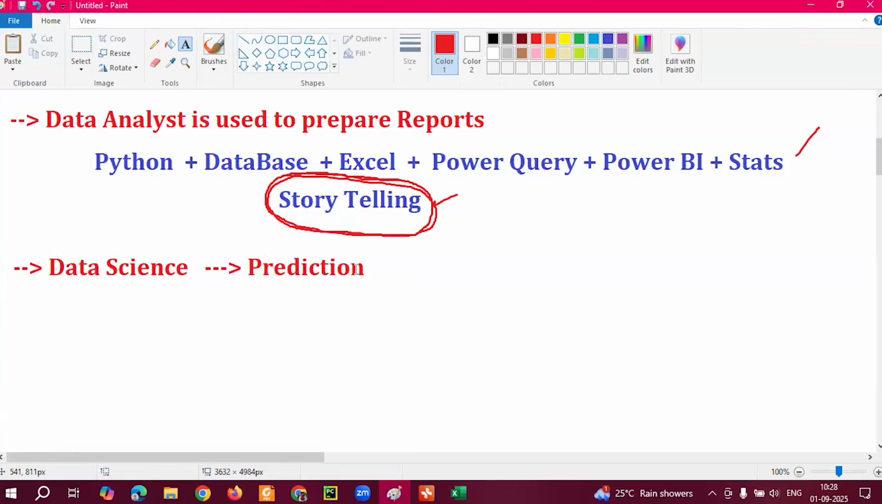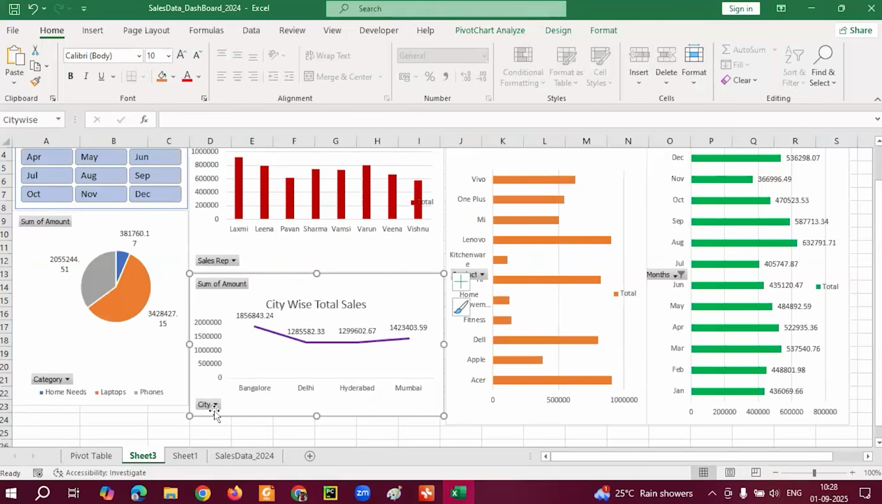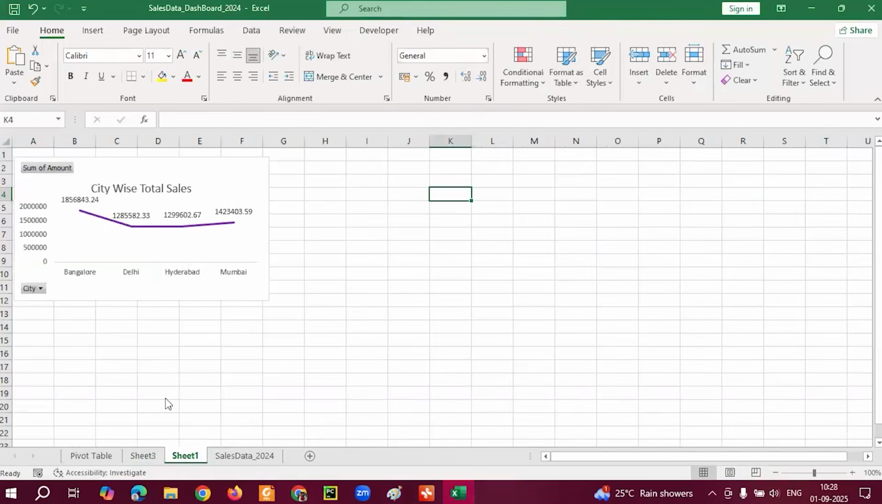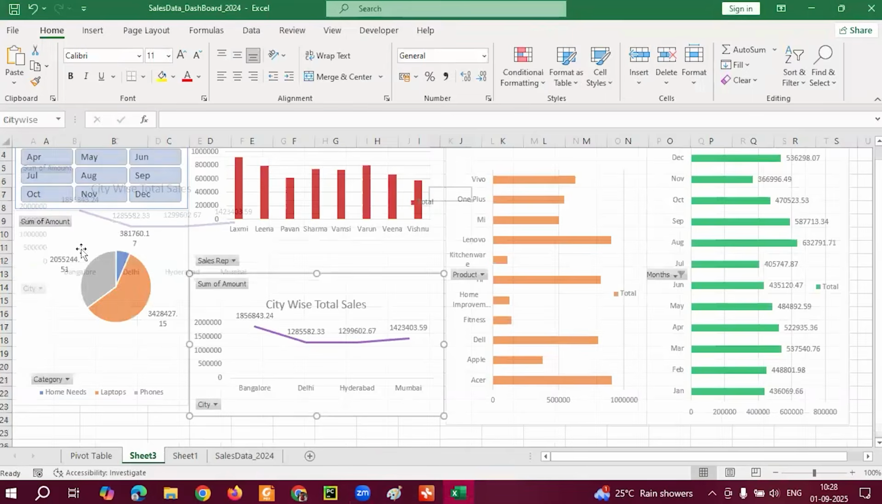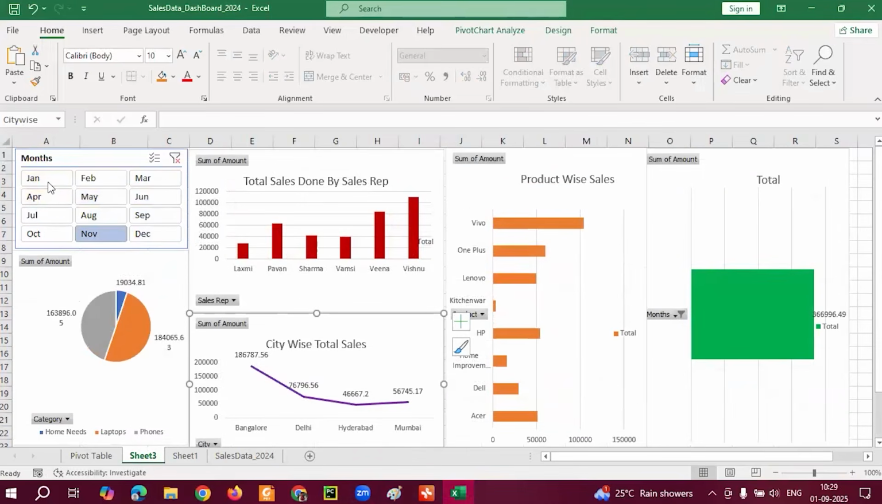Let's observe here. For example, before entering this area, your task is to prepare one graph. Otherwise, let's go here, sheet 1. Now, let me change here. I selected only one month of data, only Jan month data is selected. So back to the graph.